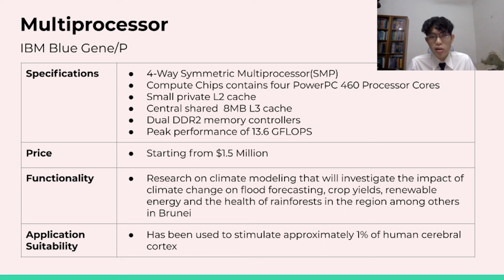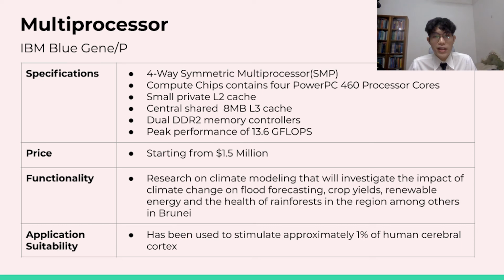A single compute node has a peak performance of 13.6 gigaflops. Furthermore, the Blue Gene P compute chips contain 4 PowerPC 450 processor cores running at 850 MHz. Lastly, the most important part is that the cores are cache coherent and the chips can operate as a 4-way symmetric multiprocessor, or SMP.